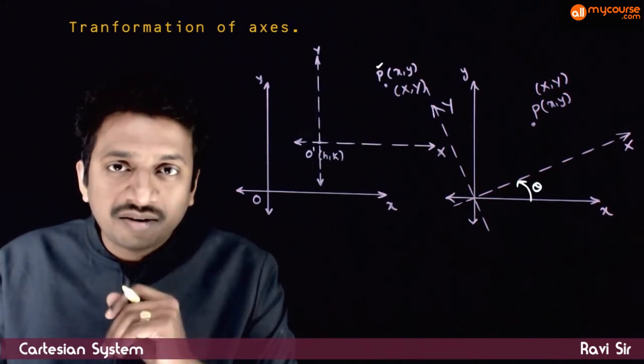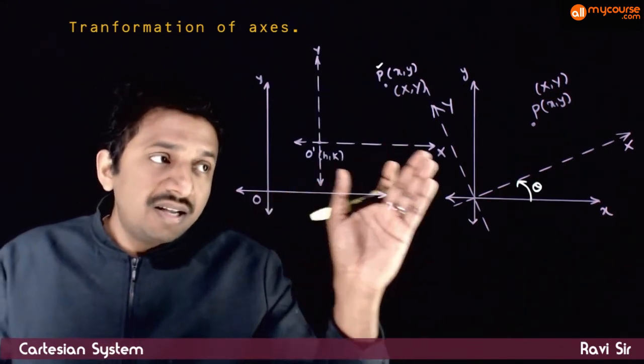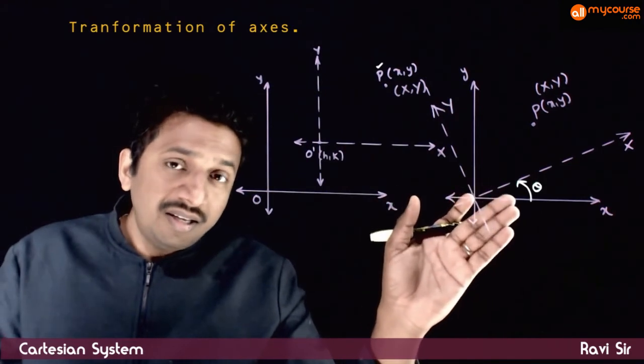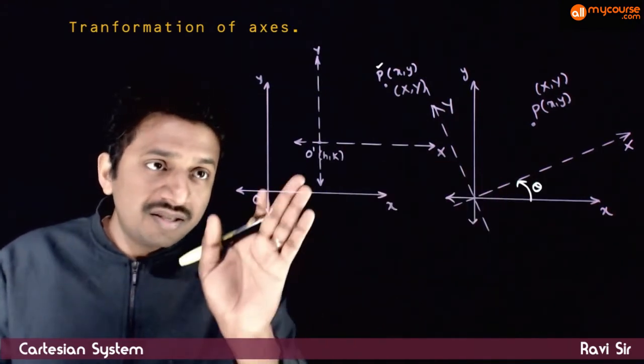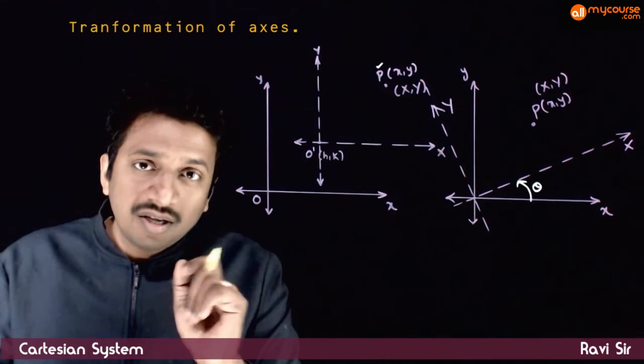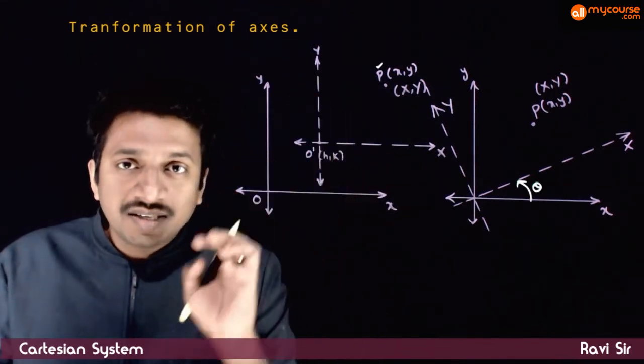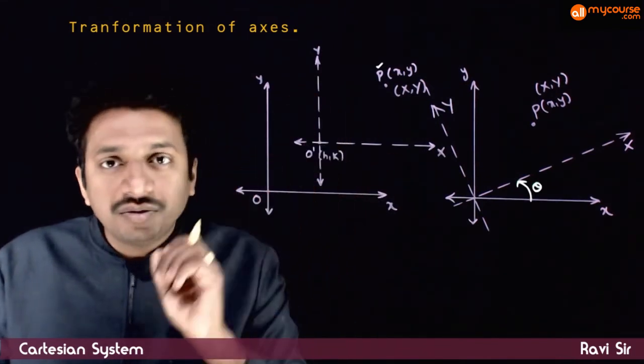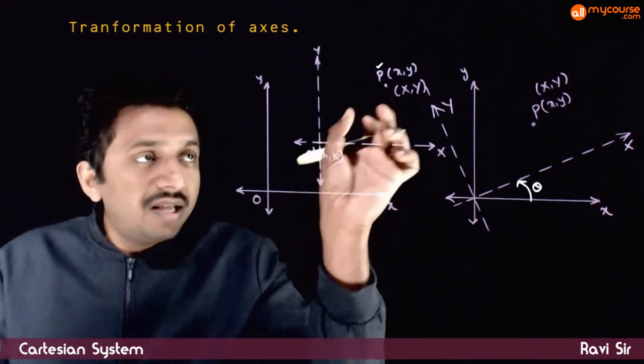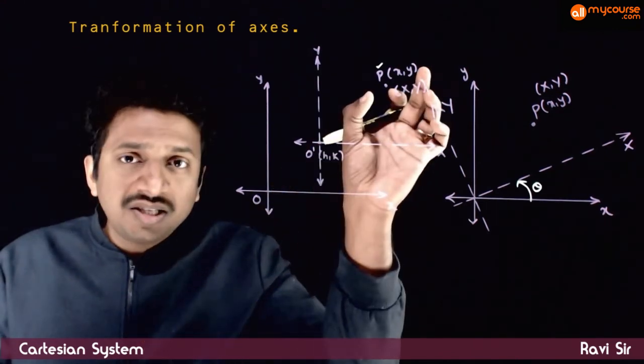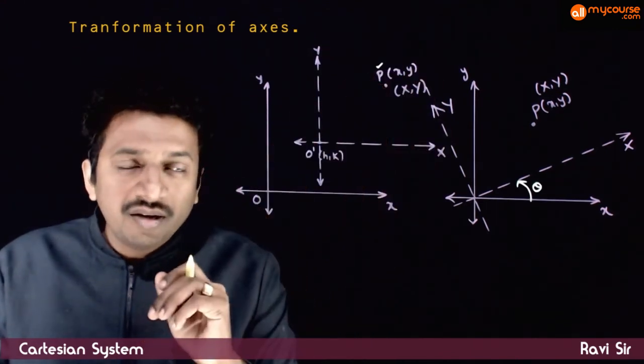So I hope this is clear. Next, let us look at the shifting of origin. We don't change the direction of the x-axis and y-axis, we just shift the origin to some other point. This results in a change in the coordinates of the point.